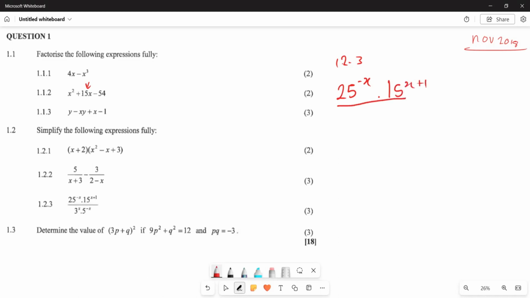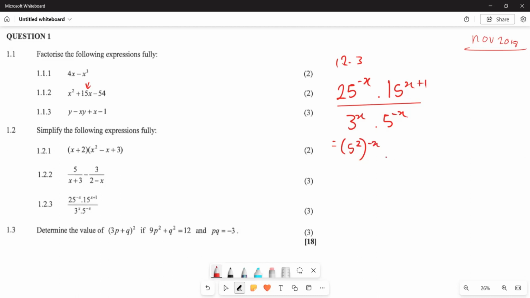Then you are going to divide this by what? This is going to be divided by 3 to the power of x multiplied by 5 to the power of negative x. Now, the first thing that you're going to do is write these in factor form, right? So if you can start with the 25, what is 25? Now your 25 is same as your 5 squared, right? So which means this is going to be same as 5 squared into negative x, right?